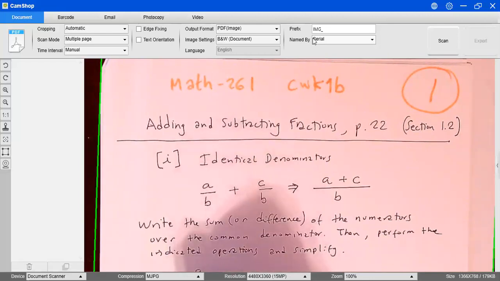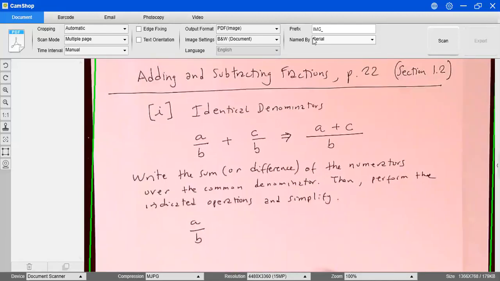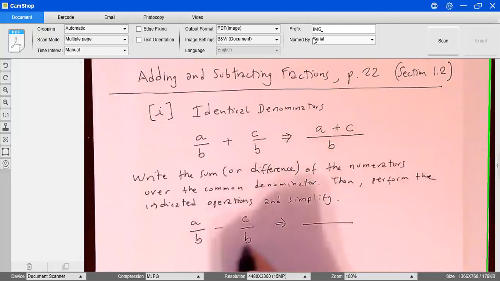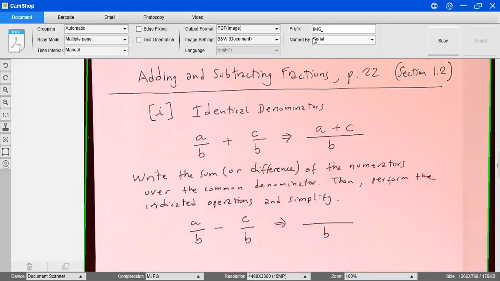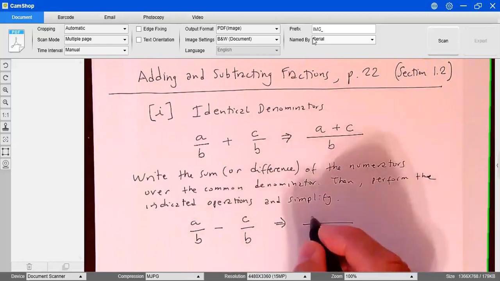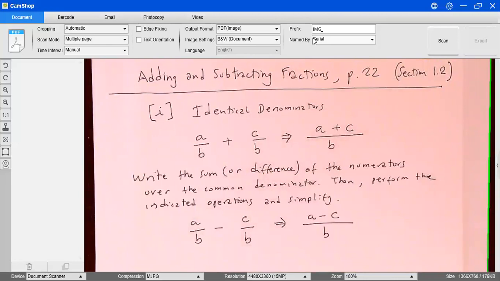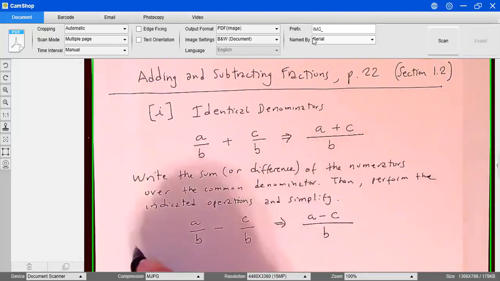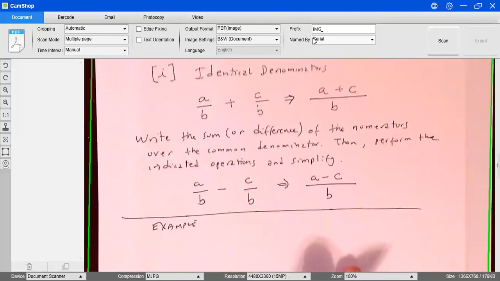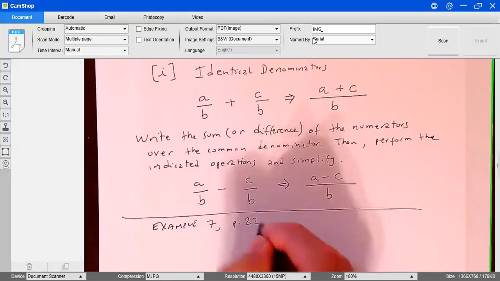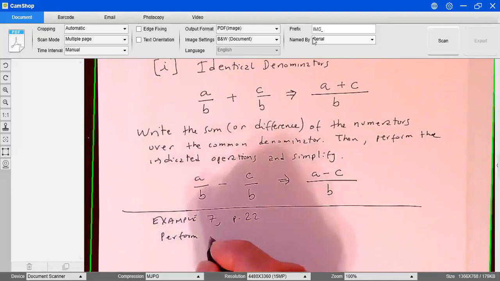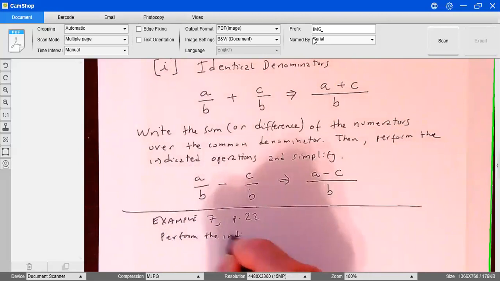So if you have a over b minus c over b, and you check that you have the same denominator, then you just write that common denominator as your denominator for the difference, and you write that difference on the top, the difference of the numerators. So we're going to work one example. This is going to be example 7, also on page 22, and the directions are just perform the indicated operations.